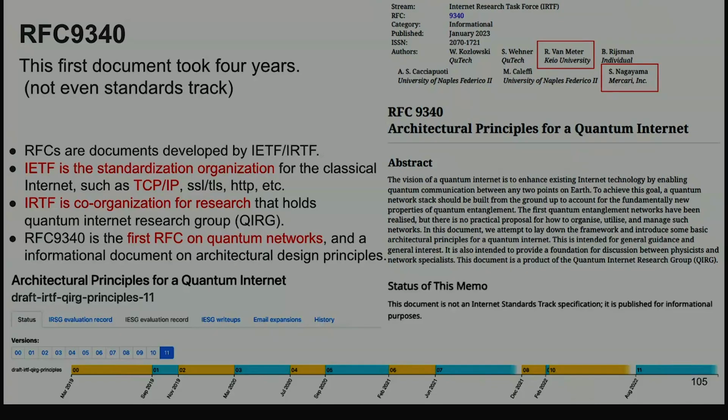So this is our RFC 9340. There are about 10,000 documents now documenting the behavior of the internet as a whole. This one describes architectural principles for a quantum internet. It's pretty much vocabulary and concept descriptions, as opposed to any sort of standard. But in the long run, we actually want to get to standards. I'll talk about that a little bit more in a minute.